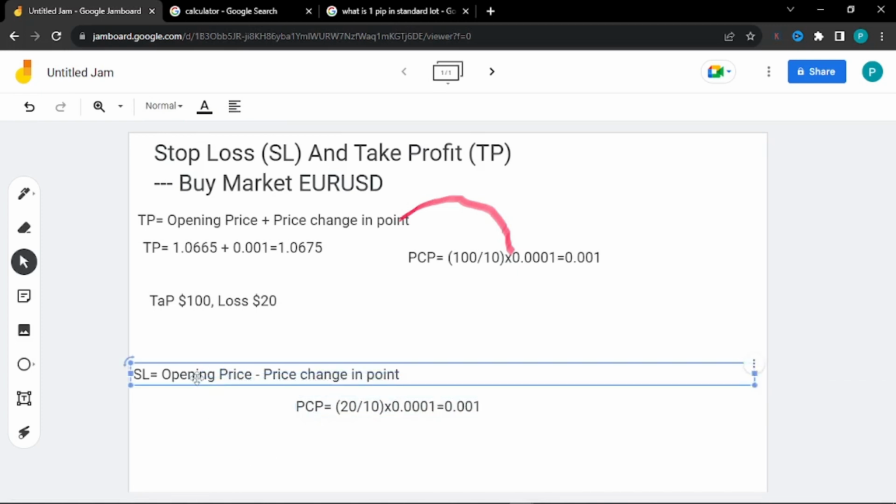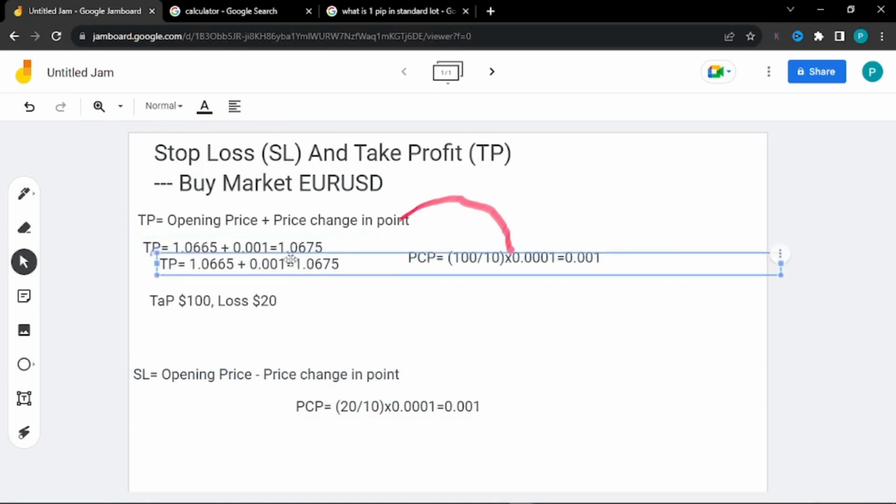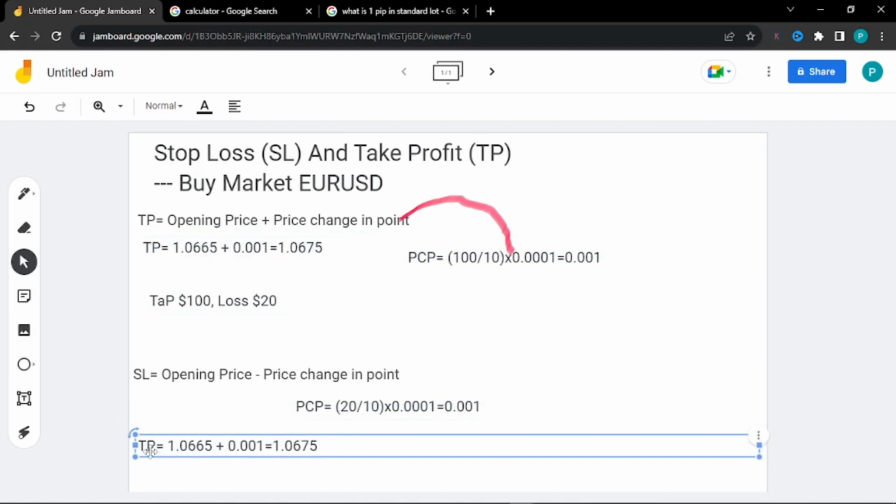So now over here you already know your opening price. So I'm just going to duplicate this also. SL, which is your stop loss, will be this minus. So instead of adding here, you are subtracting from the market price. So here you will be subtracting. Whatever value you get here is where you're going to put your stop loss. So now let's take a look at what this will actually give you.